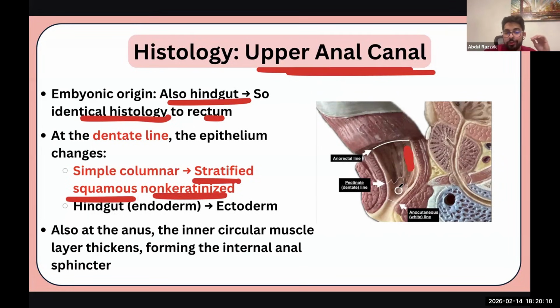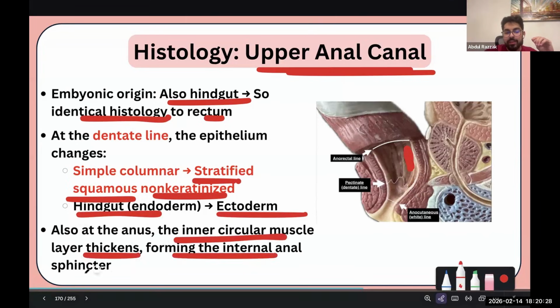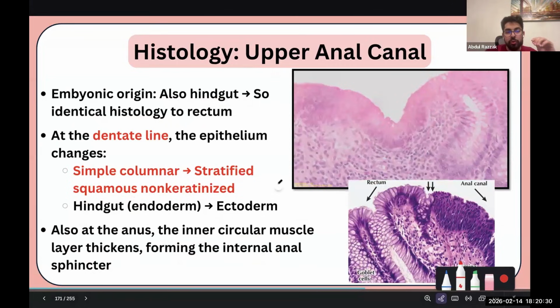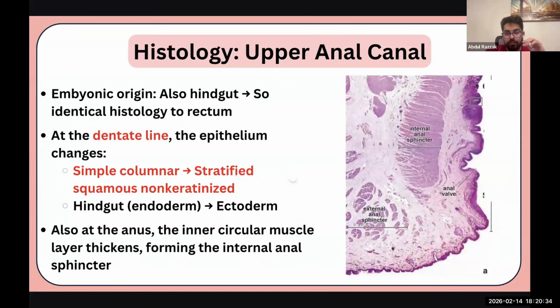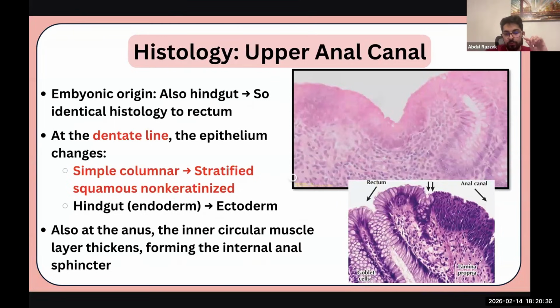And that is also when your change in embryological origin is going to happen. So before the dentate line, you have the organs of the hindgut. Then below that, you're going to have the ectoderm. At the dentate line, you are going to have the inner circular muscle layer thickening, forming the internal anal sphincter. And this is where we are going to discuss the sphincters. But let's just hold back for a minute and look at the junction here.